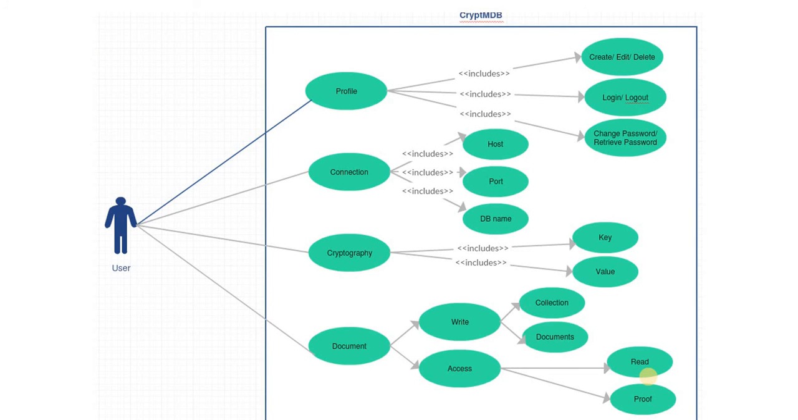And then comes the use case diagram. The use case diagram simply explains what all a user can do in our project. The user can access the profile by creating it, editing it, deleting it, logging in, logging out, changing the password, or retrieving the password. You can access the connection module by entering the host name, port number, and database name. You can access the cryptography module by entering the key and value pair.